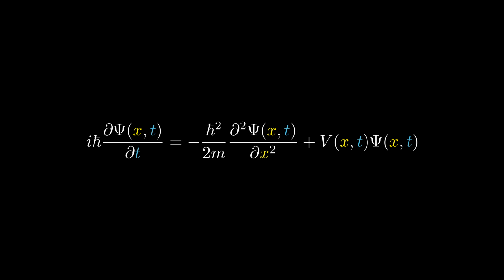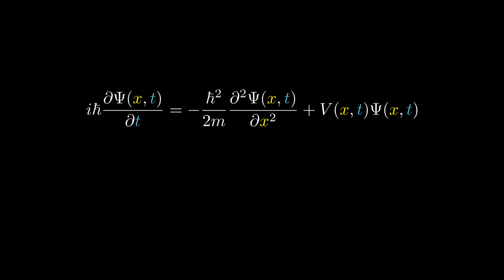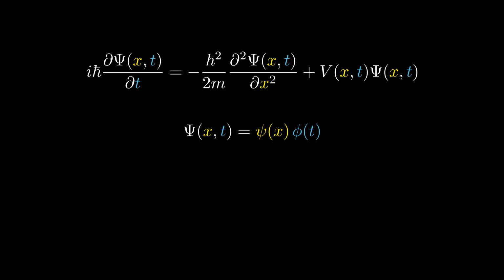Since the Schrödinger equation is linear and homogeneous, we can apply the method of separation of variables to simplify it. The key idea is to assume a product solution for the wave function, like this. The wave function psi of x and t equals psi of x times phi of t. Here, psi of x represents the spatial part of the wave function, and phi of t represents the time-dependent part.